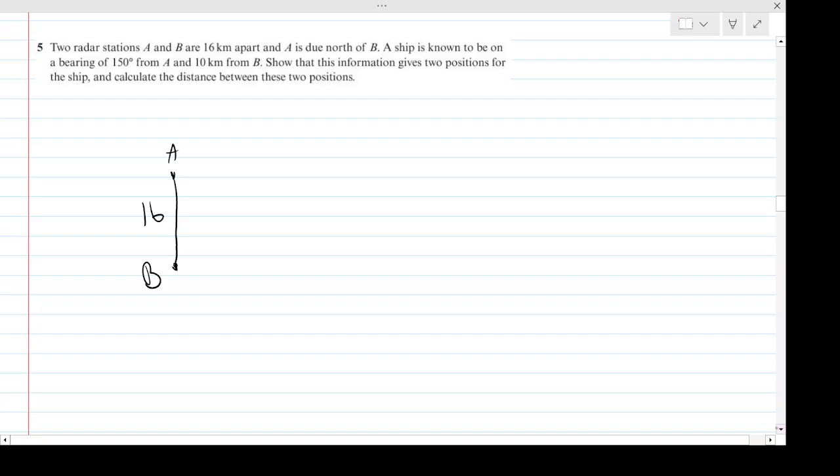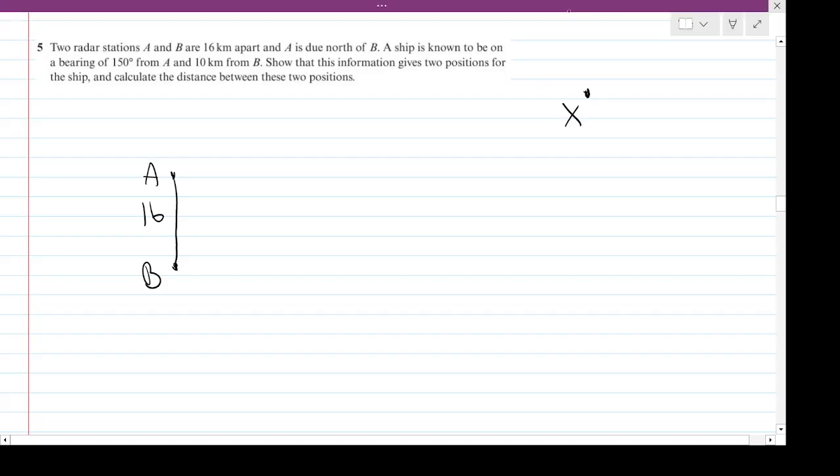The ship is known, so the ship is something else now. The ship is known to be on a bearing of 150 from A. So then we plot that bit of information, the bearing. Now again, bearings, if you have a point here, say X, a bearing is a special way of measuring an angle. We did look at an example in an earlier chapter where it's basically an angle measured starting from the top, from this north direction.